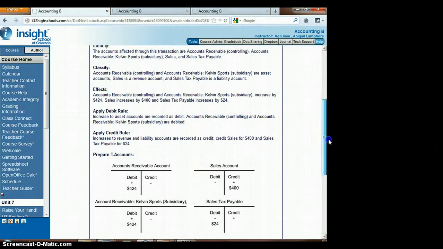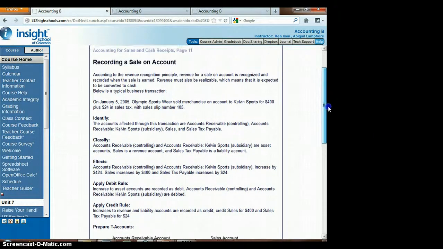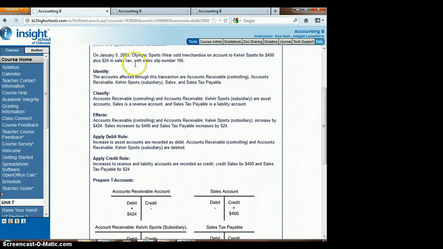Does that make sense? I hope. Just because looking back up here at our transaction, they bought $400 worth of merchandise, plus they have to pay their sales tax, so that will affect their total of accounts receivable. So then we want to split that up, though. We want only $400 of that to go towards the store, and then the $24 will go towards sales tax that the store has to pay later on at the end of the year.